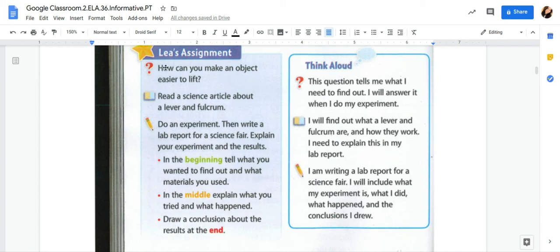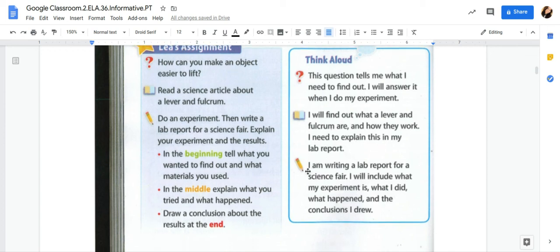The question mark right here, this question tells me what I need to find out. I will answer it when I do my experiment. So what's our question for Leah? How can you make an object easier to lift? For Leah, I will find out what a lever and a fulcrum are and how they work. I need to explain this in my lab report. Also, I am writing a lab report for a science fair. I will include what my experiment is, what I did, what happened, and the conclusions I drew.